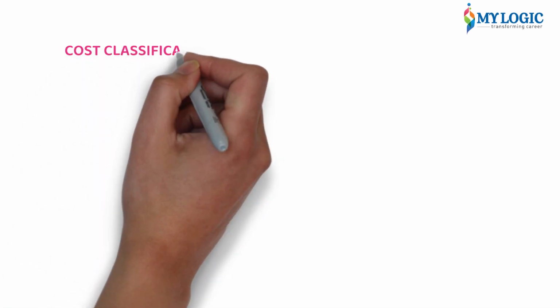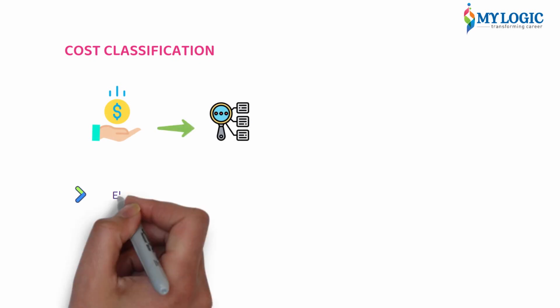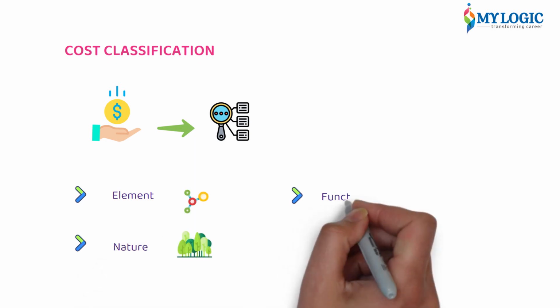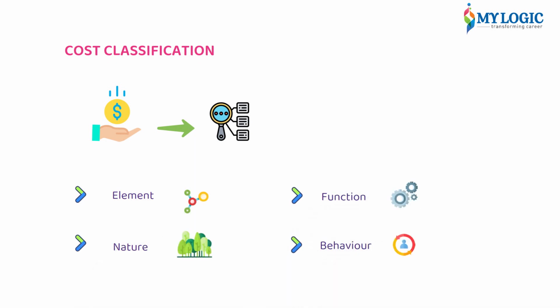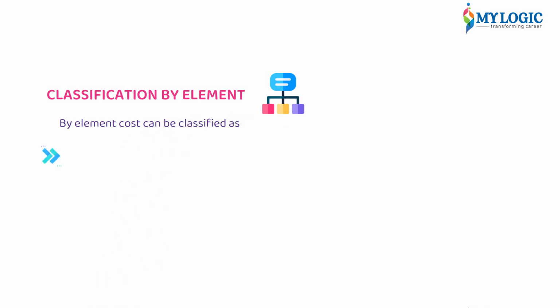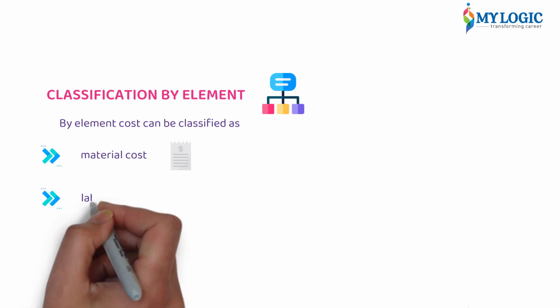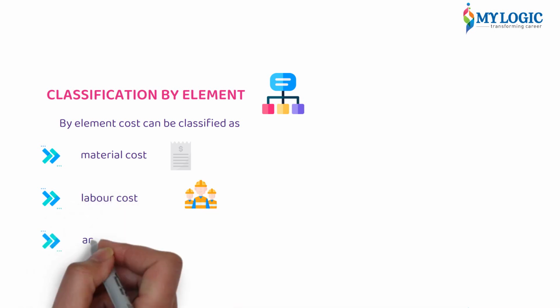Cost classification. Costs can be classified based on the following: element, nature, function, behavior. Classification by element. By element, cost can be classified as material cost, labor cost, and expense.